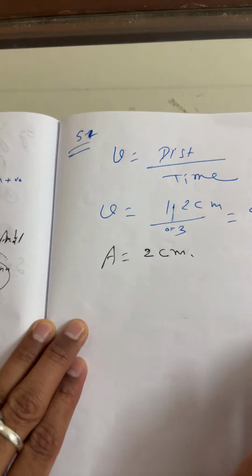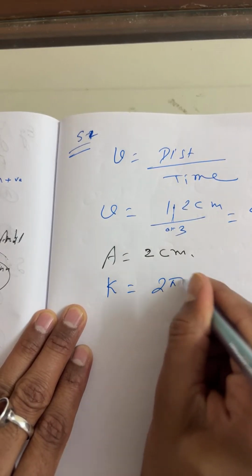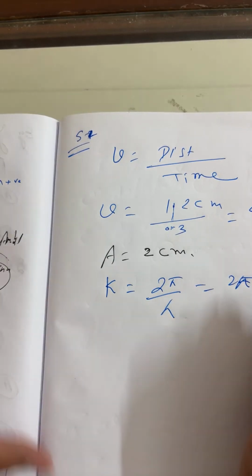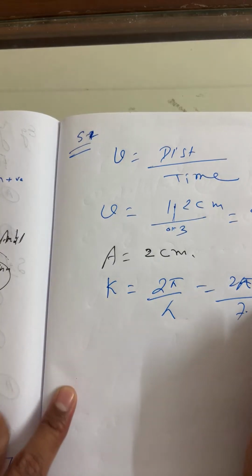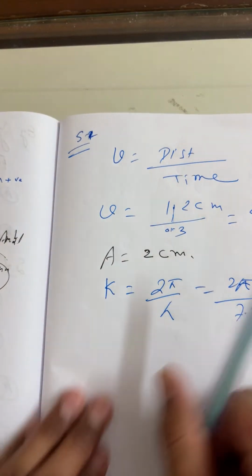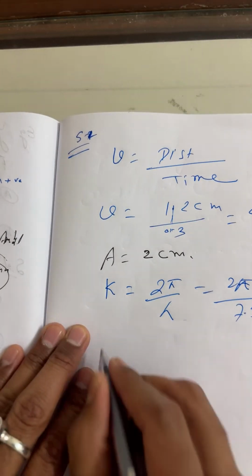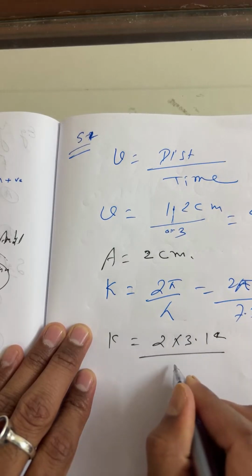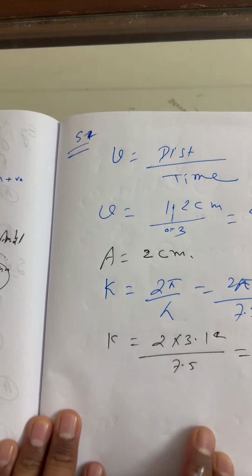Now you can find the wave number here, everyone. What is the wave number? It is 2 pi by lambda. The wavelength mentioned here is 7.5 centimeter. So what will you get for k? Just solve it: k equals 2 into 3.14 upon 7.5. Anyone solve it and give the answer.